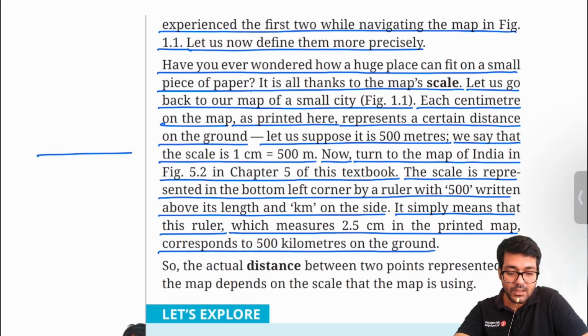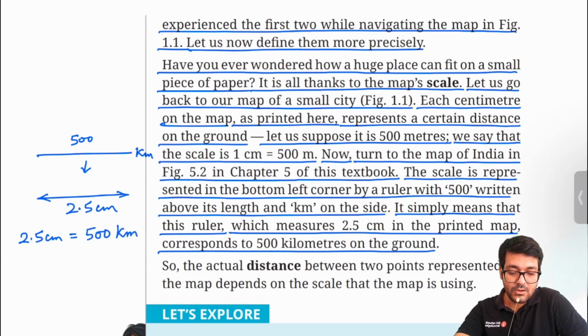Suppose in a map it is written like this. This length is equal to 500 kilometer. In Figure 5.2, this length is 2.5 centimeter on paper. That means 2.5 centimeter on paper is equal to 500 kilometers on ground, or 1 centimeter on paper is equal to 500 upon 2.5 kilometers on the ground, or 1 centimeter on paper is equal to 200 kilometers on the ground.